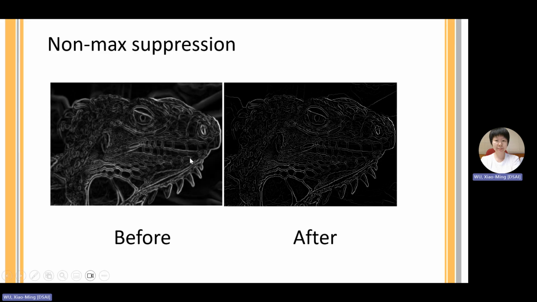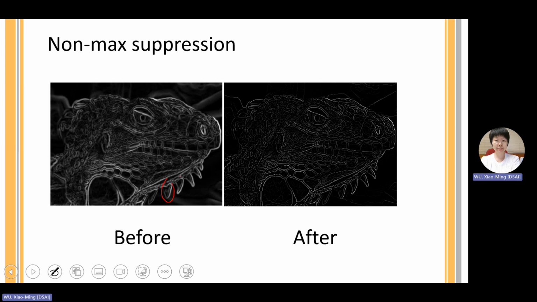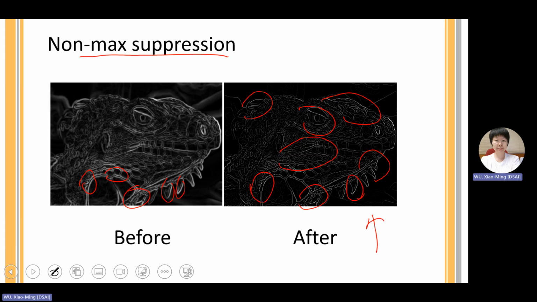And let's take a look at the results. That's before non-maximum suppression. You can see there are many thick edges. Okay, and that's the result after non-maximum suppression. And you can see the edges become thin. There are only single edges. So non-maximum suppression is really important to obtain a good quality edge map.